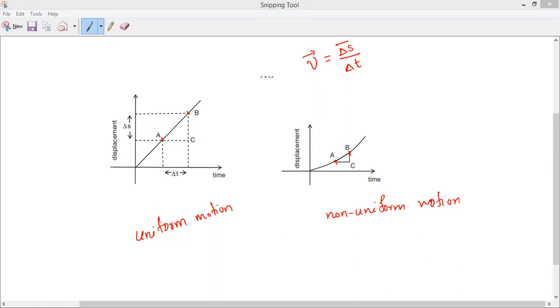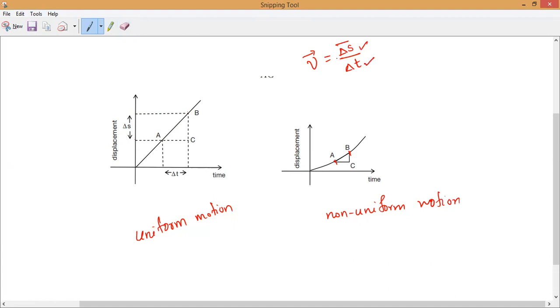So check it. What is the displacement, guys? You can check the graph and understand. So what is the displacement here? This is the displacement. This is the point and this is the point. I want the instantaneous velocity between A and B. Now, what is the formula?